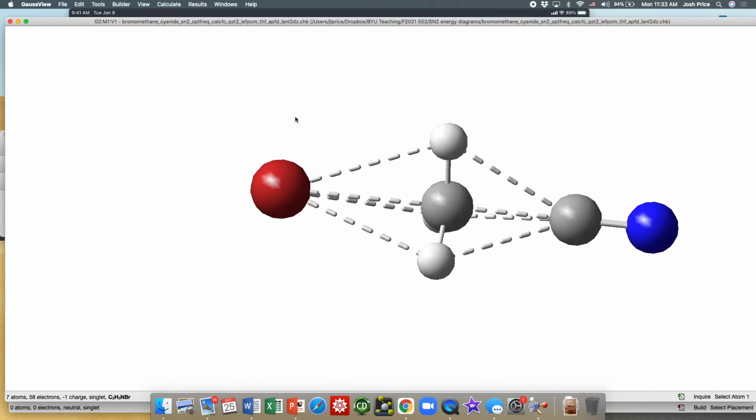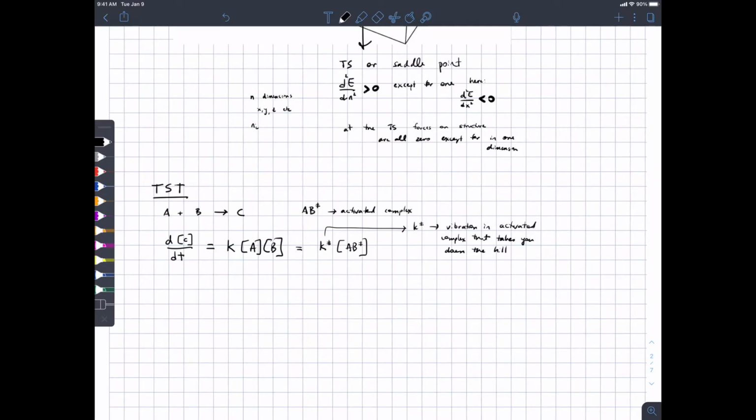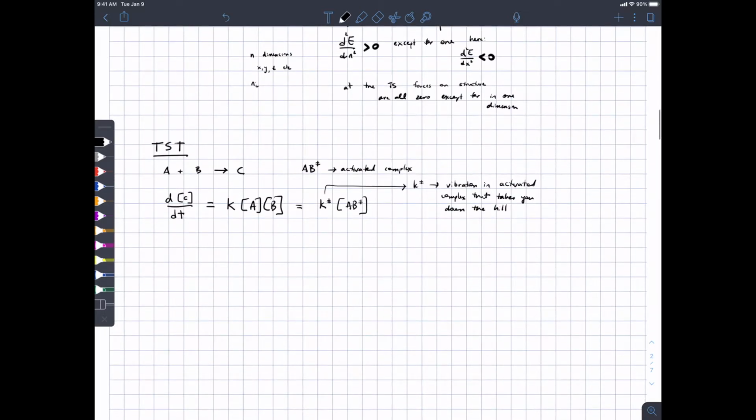In Gaussian, actually, this is the way you confirm that something's a transition state. You look for this particular vibration, and it actually has a negative or imaginary frequency, which I don't understand. But that's what we're talking about in transition state theory with this k double dagger. All right, so let me just stop that recording. Okay, so that's the vibration we were talking about, a vibration along the reaction coordinate.